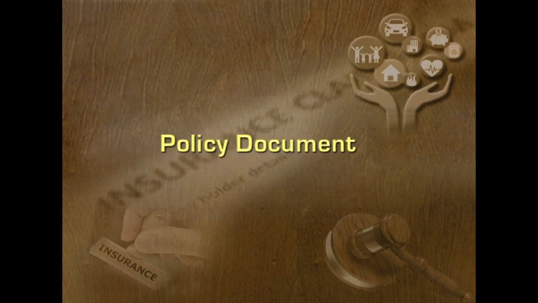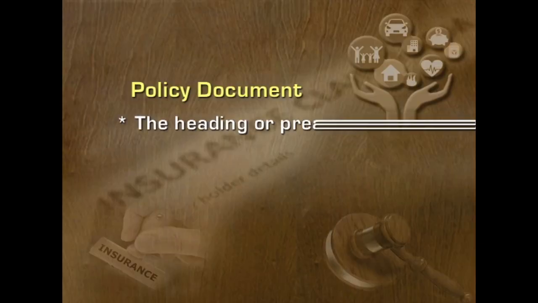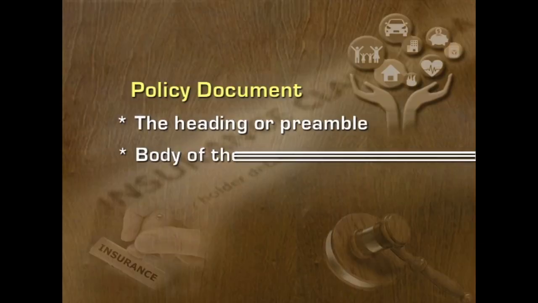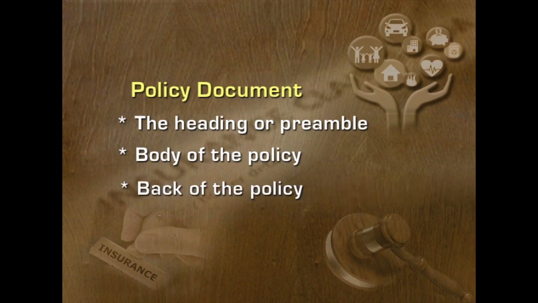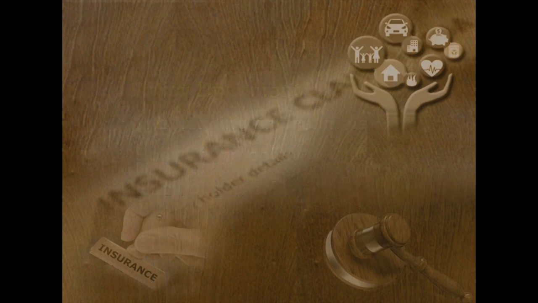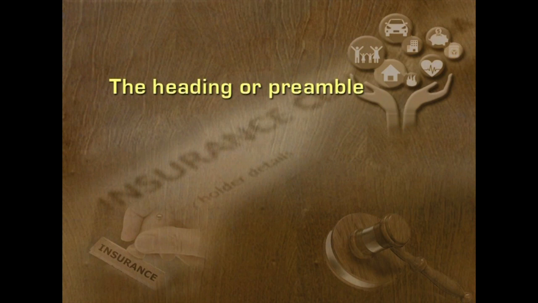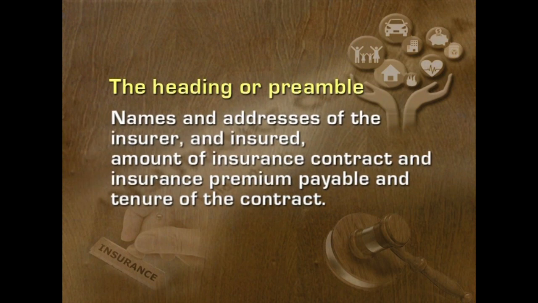Let us know about the policy document. The insurance policy is a standard format of contract and evidence of the terms and conditions as agreed by the parties. It contains three important parts: the heading or preamble, body of the policy and back of the policy. The preamble of the policy contains the names and addresses of the insurer and insured, amount of the insurance contract and insurance premium payable and tenure of the contract.